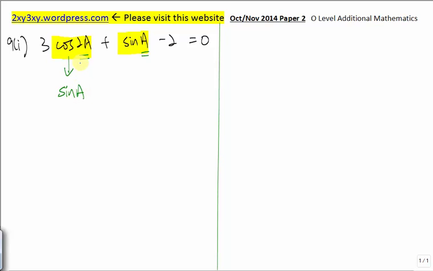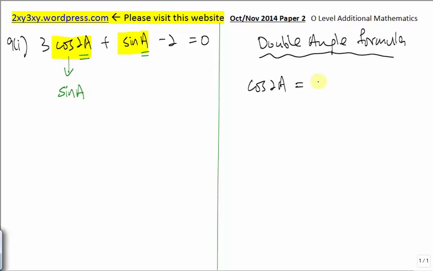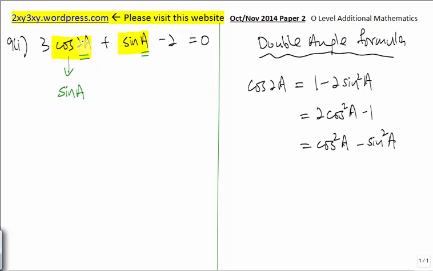To do that, I need to use a double angle formula. There are three double angle formulas for cosine. The first one is 1 minus 2 sine square A. The other one is 2 cosine square A minus 1, and the third one is cosine square A minus sine square A. Since we want to change the cosine 2A into sine A, we are going to target this formula here.